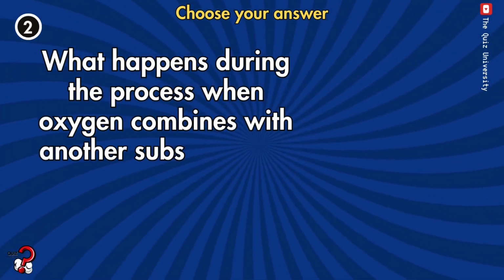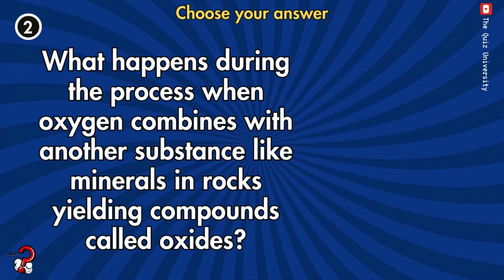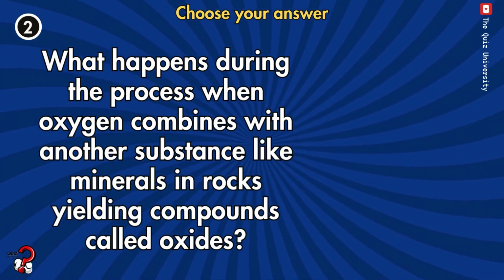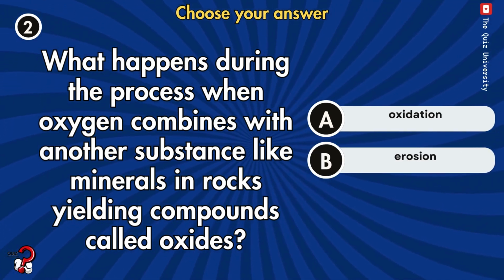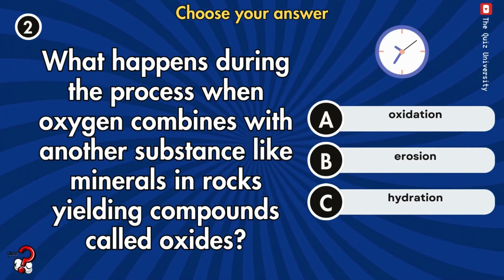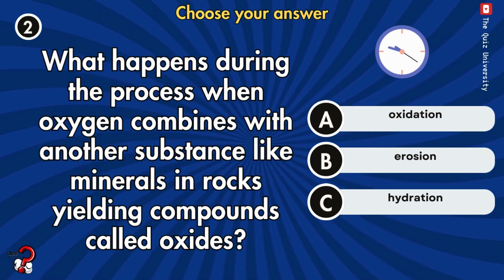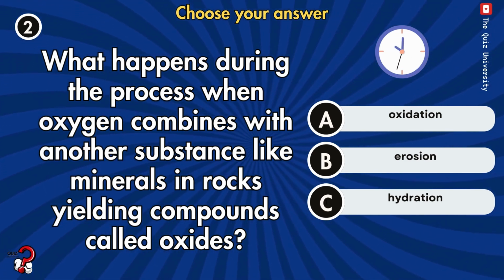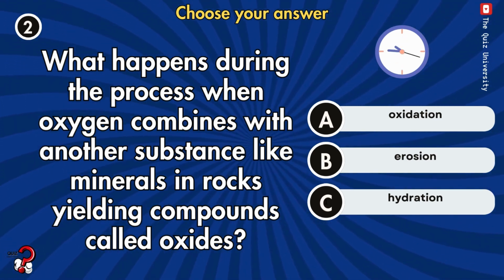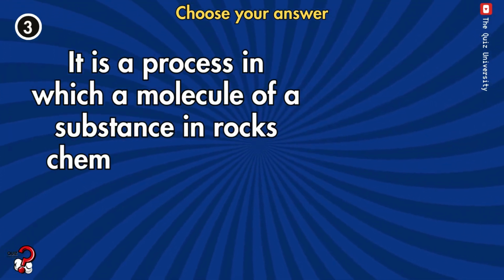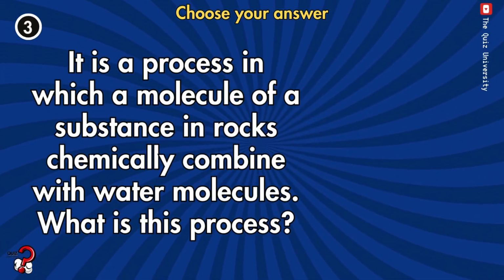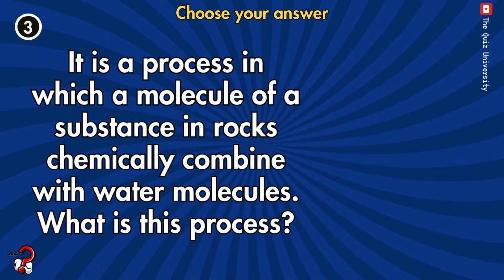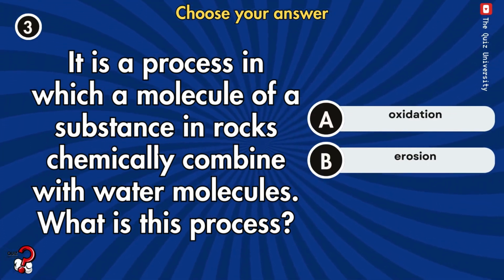What happens during the process when oxygen combines with another substance like minerals in rocks, yielding compounds called oxides? It is a process in which a molecule of a substance in rocks chemically combine with water molecules. What is this process?